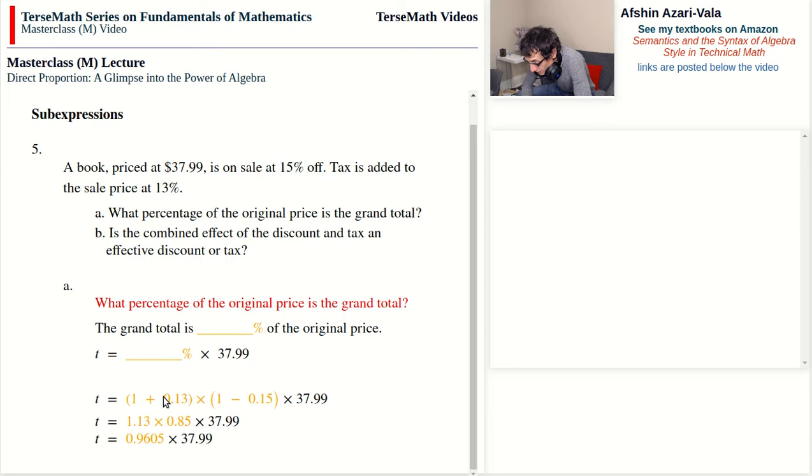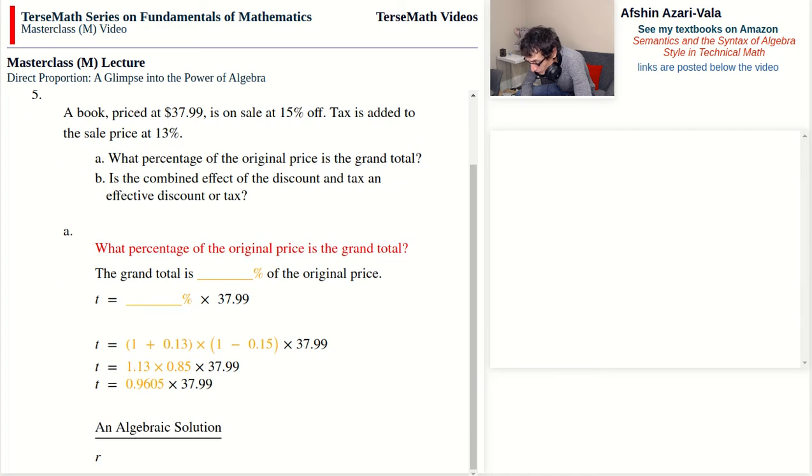So the factors that we have that go with the percentages, such as 113% and 85%, when you multiply them, you pretty much find an effective kind of percentage that relates the grand total to the initial price.